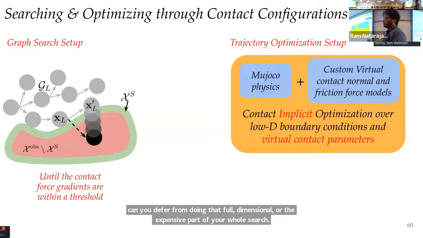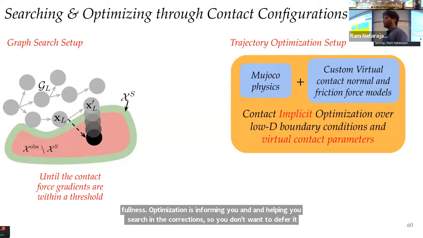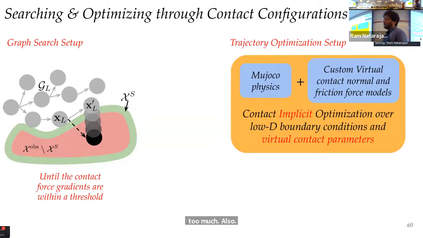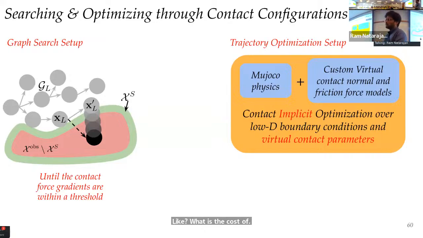But at the same time, the full dimensional optimization is informing you and helping you search in the correct directions, so you don't want to defer it too much either. I think the trade-off can be met by having a quick way to estimate the cost of the operations that you're deferring. If there is a quick way to estimate that, then you can still do a good job. And in search, this boils down to estimating a lower bound, so as not to sacrifice any properties.